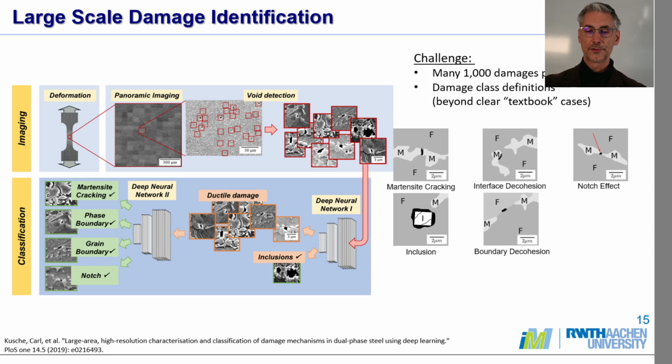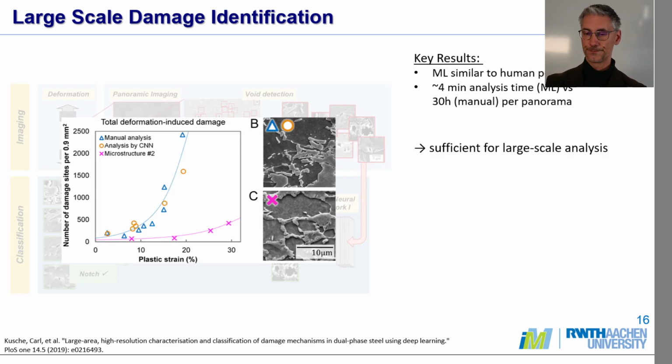Then what we really are interested in is the ductile damage, because inclusions are, at least to a large extent, affected by the manufacturing process. So we really want to understand the ductile damage as we work with the material, and we use a second neural network to identify the remaining four damage types.